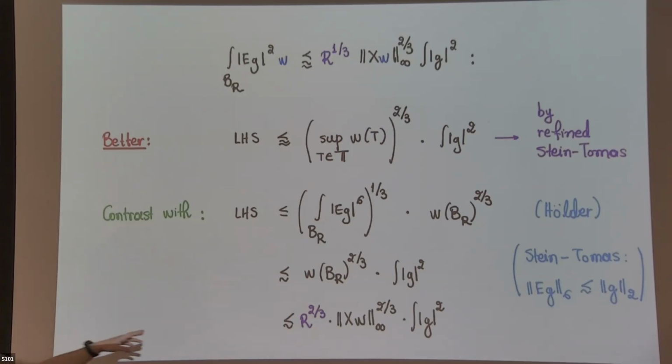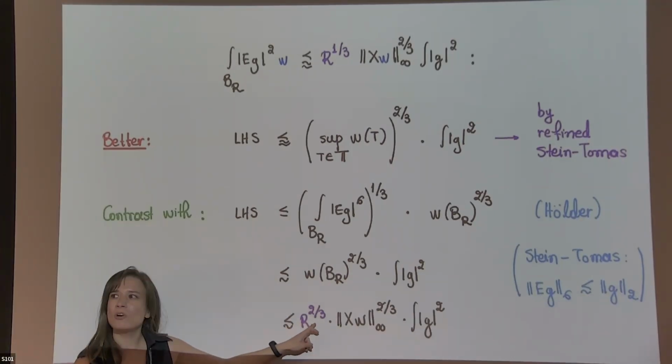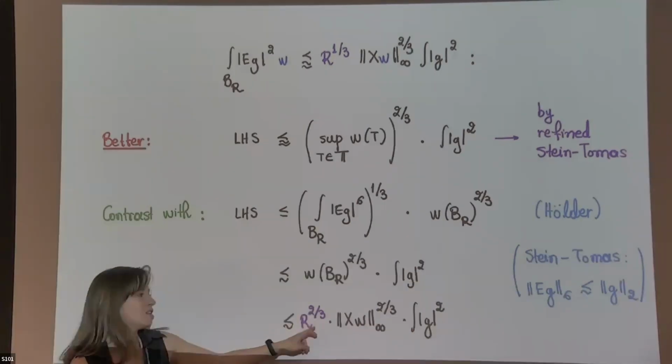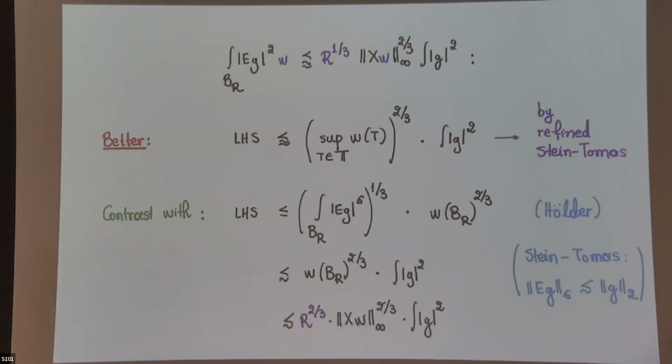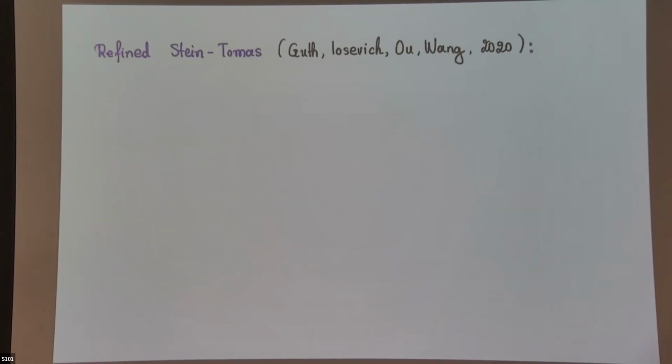So this is not even, we know a half, which is trivial. This is much worse than trivial. Okay. The Stein-Tomas inequality is actually structural for the extension operator. So that's why it really helps. And it was proved in the context of the Falconer problem.